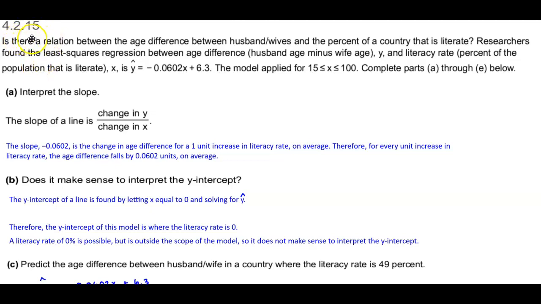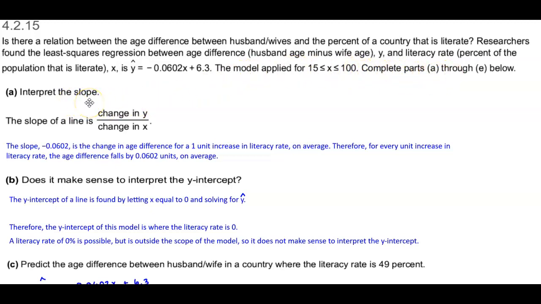Section 4.2.15. Is there a relation between the age difference between husbands and wives and the percent of a country that is literate? Researchers found the least squares regression between age difference, husband age minus wife age, Y, and literacy rate, percent of the population that is literate, X, is the equation Y equals negative 0.0602x plus 6.3. The model applied for the values of x being between 15 and 100 inclusive. We're going to complete parts A through E below.